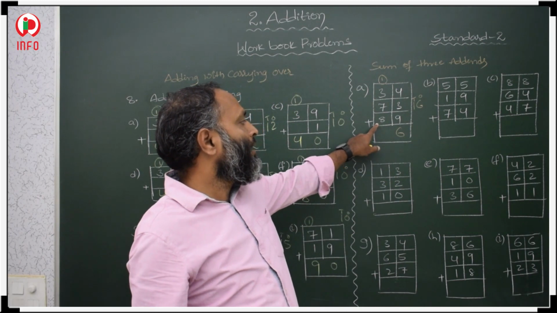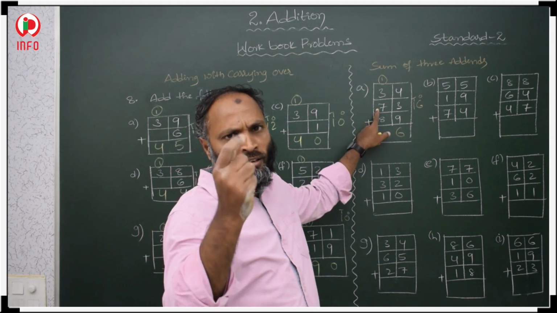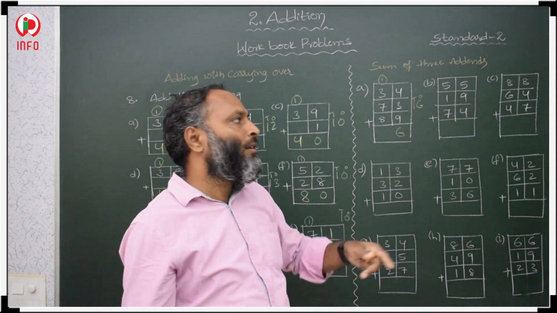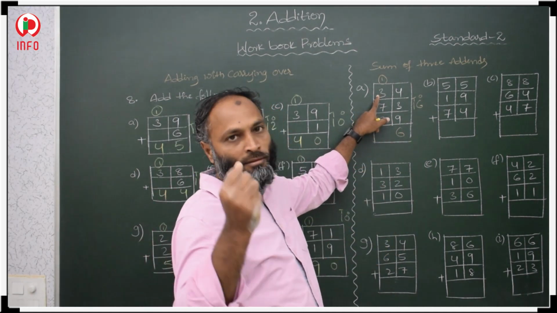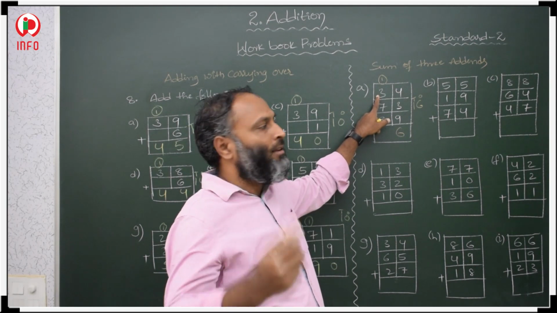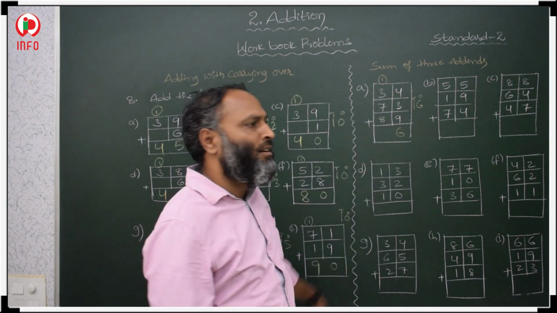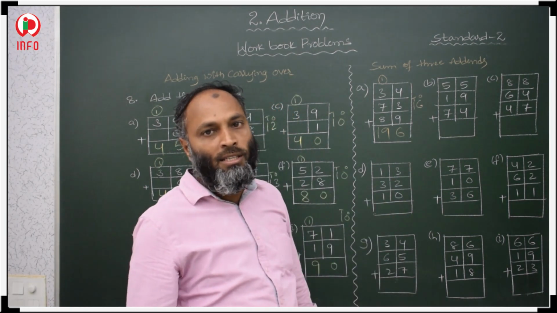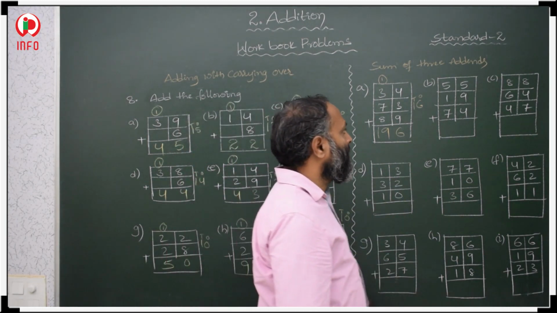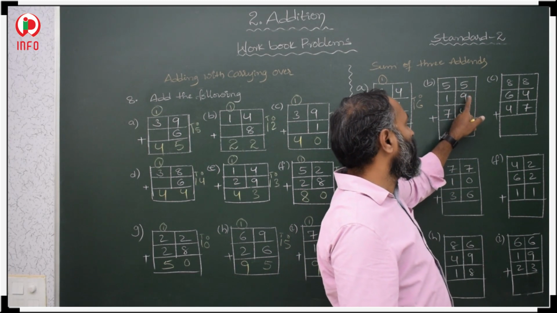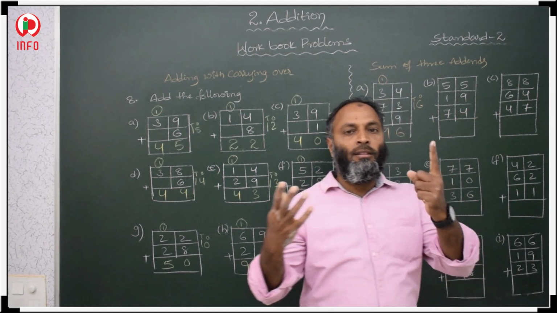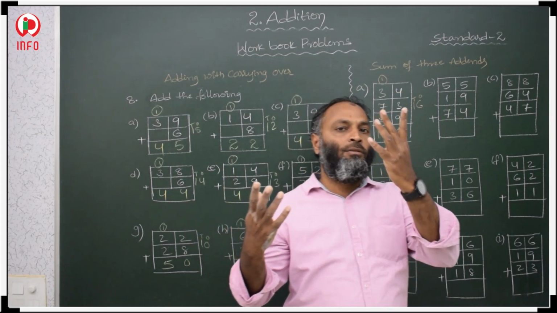Then 8. 8 plus 7: 8, 9, 10, 11, 12, 13, 14, 15. 15 plus 3: 16, 17, 18. 18 plus 1 also, 19. 196. Here 5 plus 9: 5, 6, 7, 8, 9, 10, 11, 12, 13, 14.